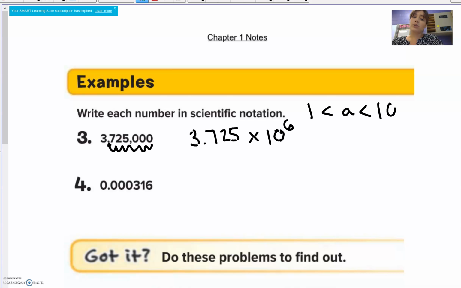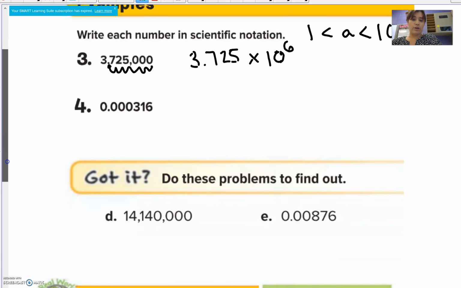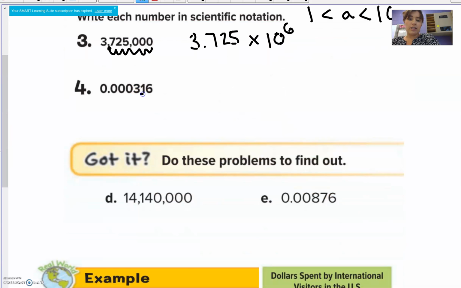For number 4, we're going to do a similar thing. We're going to start with our first number, and we're going to place our decimal point where it'll make the number between 1 and 10. So we have 3.16. If I did 31.6, that's a number greater than 10, so that does not work. So we're doing 3.16 times 10, and then we're counting 1, 2, 3, 4 places to the left. To the left means negative. We have negative 4th power.